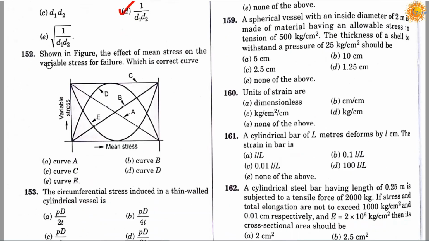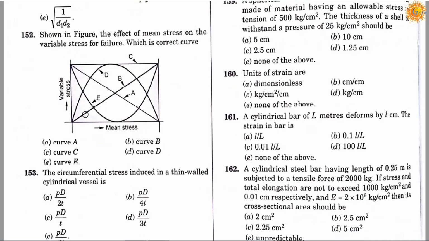Question number 152. Shown in the figure, the effect of mean stress on the variable stress for failure, which is the correct curve? In this curve you can see the variable stress on the vertical axis and the mean stress on the horizontal axis. Option A is curve A, option B is curve B, option C is curve C, option D is curve D, and option E is curve E. So correct answer is A. The effect of mean stress on a variable stress for failure is curve A, this curve.